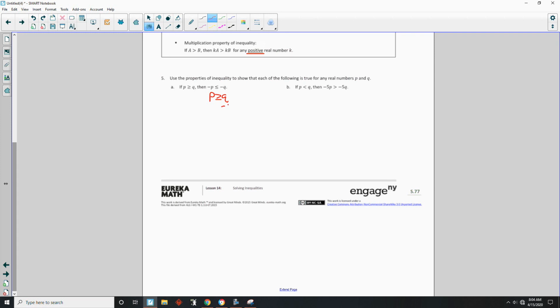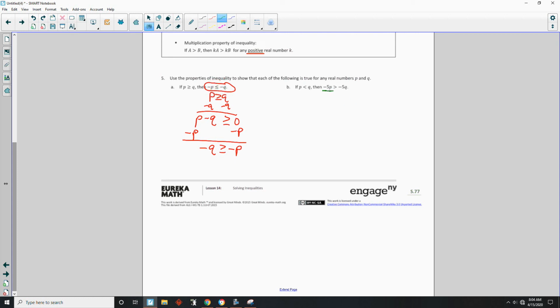Okay, so if I subtract q from both sides now, then I get p minus q is greater than or equal to 0. Okay, then if I subtract p from both sides, then I get negative q is greater than or equal to negative p. Okay, so it's the same as this, but now the q comes first, and the inequality is still opening towards that negative q. Okay, either way. Next one.